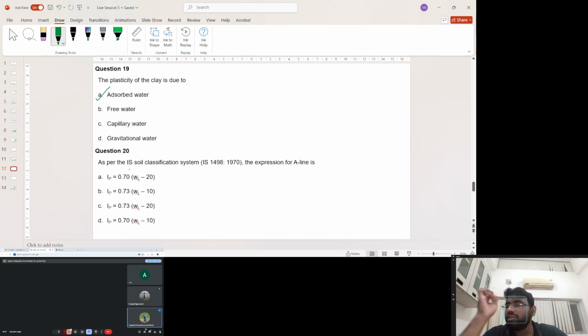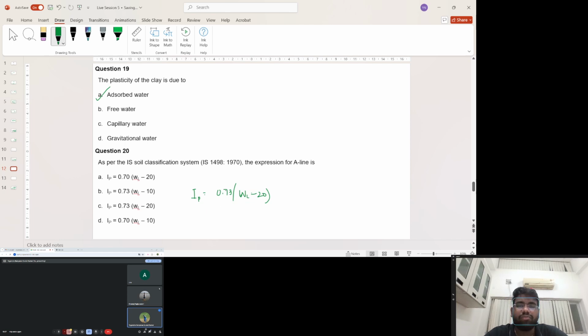And coming to the next question, as per the IS classification, Indian standards, the expression for A line is... So there is no concept behind this. This is a thing that you need to remember. So the theoretical value for the A line is plasticity index is equal to 0.73 times (liquid limit minus 20). So this is the line.